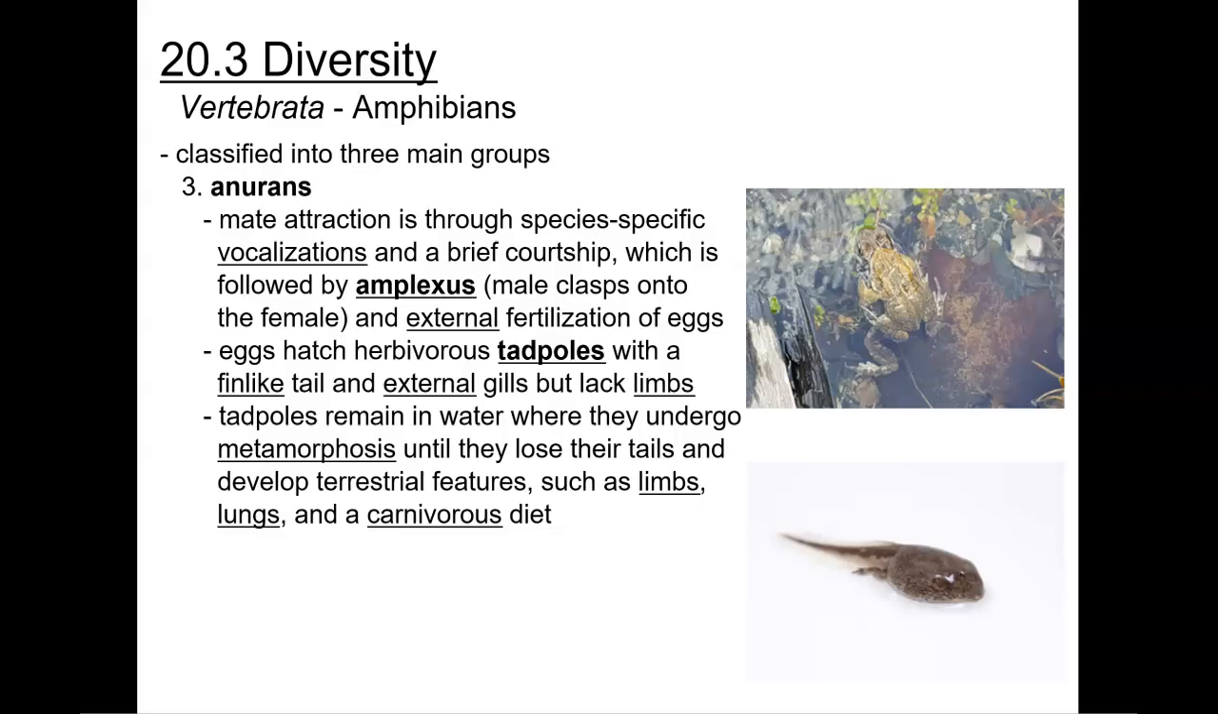Eggs are going to hatch into a herbivorous tadpole with a fin-like tail and external gills, but can lack limbs. These tadpoles are going to remain in water, where they're going to undergo a metamorphosis until they lose their tails and develop terrestrial features such as limbs, lungs, and a carnivorous diet.